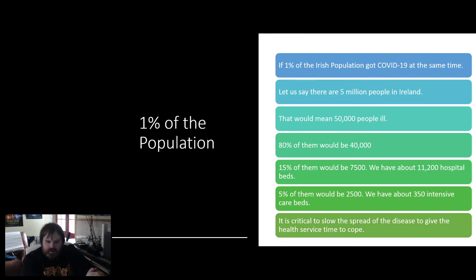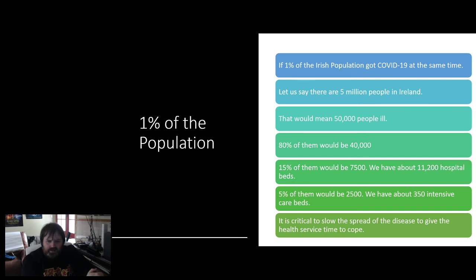It is imperative to slow the spread of the disease to get the health service time to cope. That's why we're doing all this stuff about slowing disease. It's to save as many people as we can. Slow this down. This is always going to kill people, but it's about slowing down how many people it kills, to avoid it turning into something truly horrific.